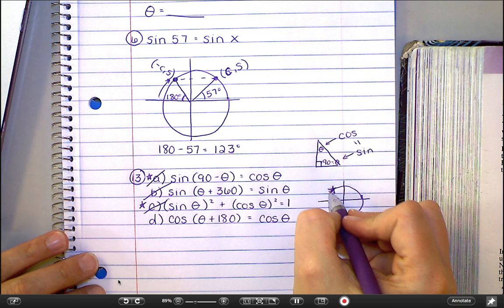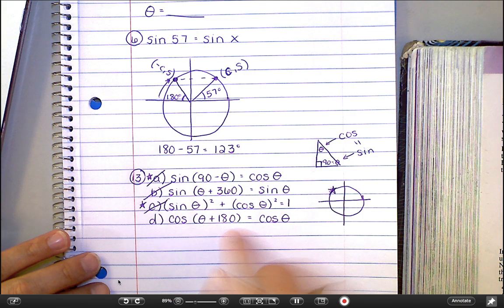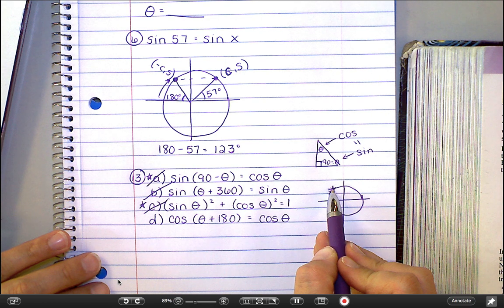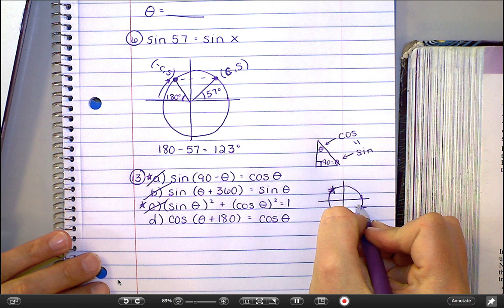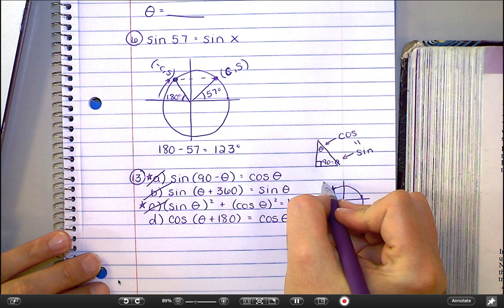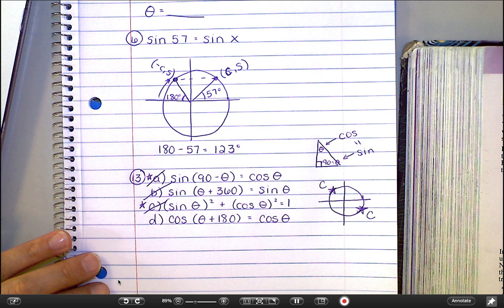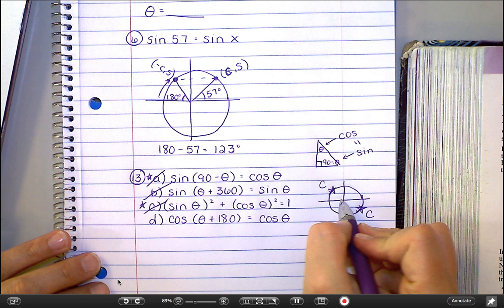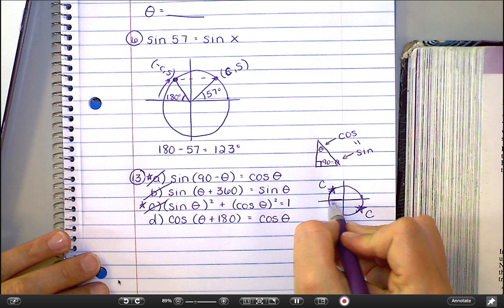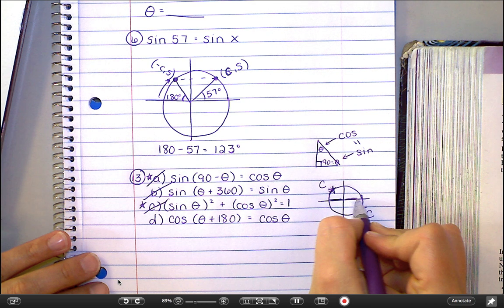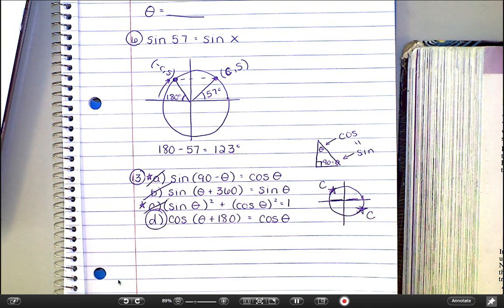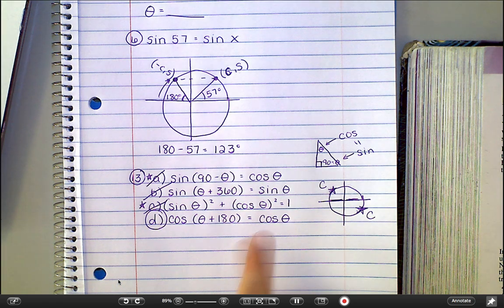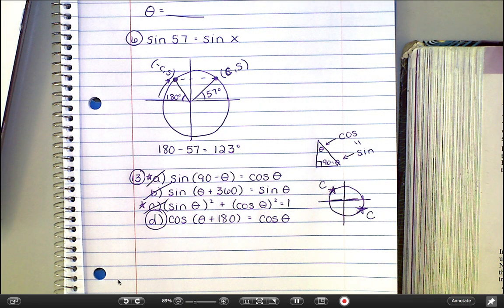But let's make sure we understand what D is saying. If I take theta and add 180, that's transferring me halfway around the circle. So theta plus 180 would land me down here. And is it true that the cosine here is equal to the cosine here? It's not, because the cosine is your x value. This one down here would be negative, and this one over here would be positive. So this one is the one that's not a true statement. Now, if I slapped a negative sign in front of that cosine theta, then I'd be okay, but that's not what the question was asking.